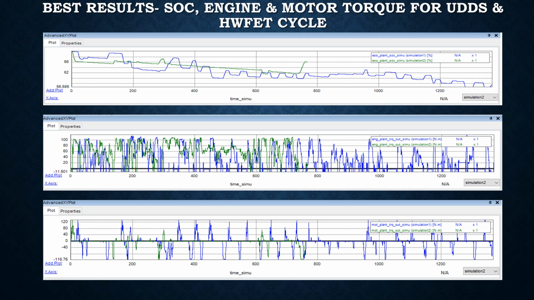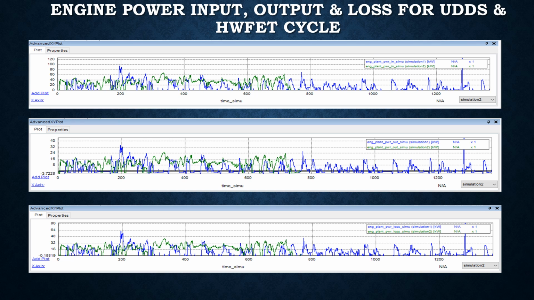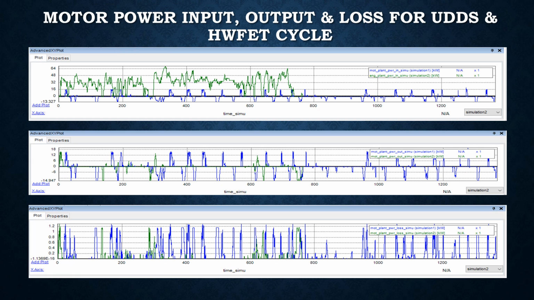These are the results for my best design. First one represents the state of charge of the battery for both the cycles, and the second one represents the engine torque for both the cycles, and the third one represents the motor torque for both the cycles. And these are the energy storage, which is the battery storage, power input, output and loss for both the cycles. And this represents the engine power input, output and loss for both the cycles. And these graphs represent the motor power input, output and loss for both the cycles.